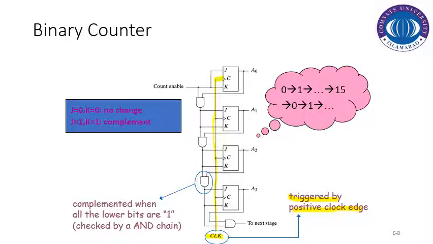We are applying J and K equal to 1, 1 for the first flip flop, which means that it goes into the toggle state. This A0 is updated, and this A0 along with the count enable will set the other JK flip flops into the toggle state only in that particular case. In that way, we are generating the count sequence from 0 0 0 0 till 1 1 1 1. As far as the last AND gate is concerned, it is complemented when all the lower bits are 1, as checked by the AND chain.